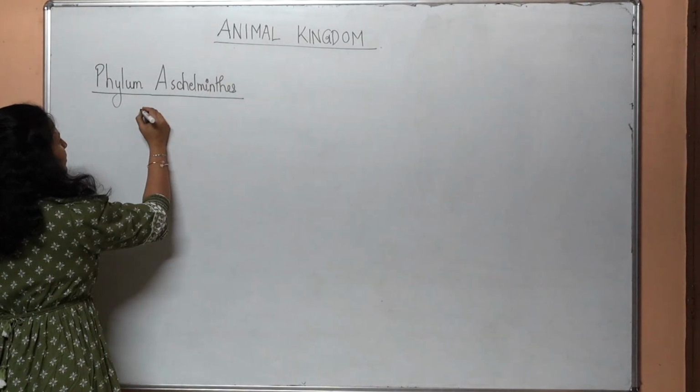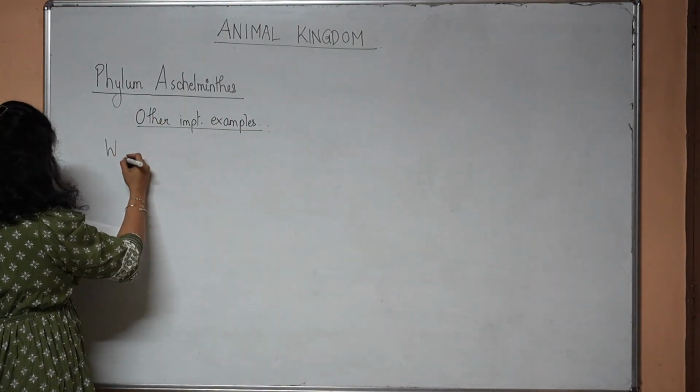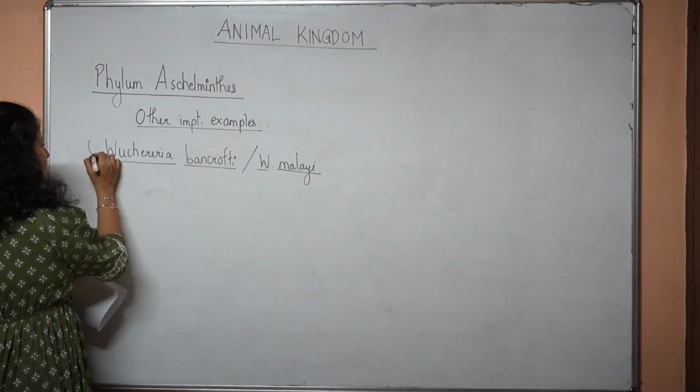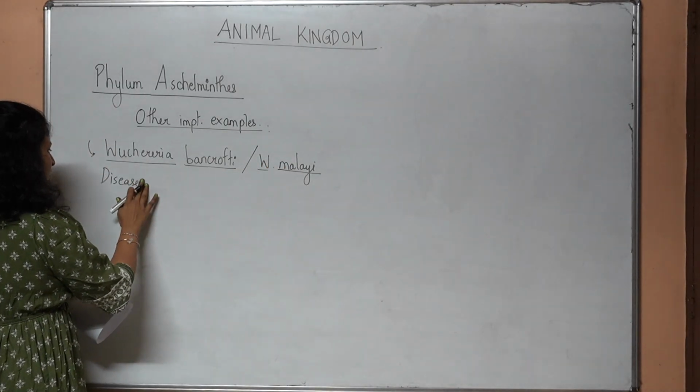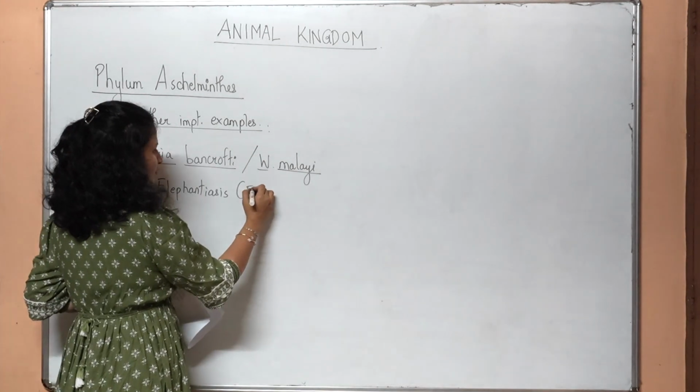Let us write down some other important examples. Other than Ascaris, there is Wuchereria bancrofti. Okay, that is also called Wuchereria malayi. The disease that it causes is a very strange disease. Okay, an important disease called elephantiasis, which is also called filariasis.